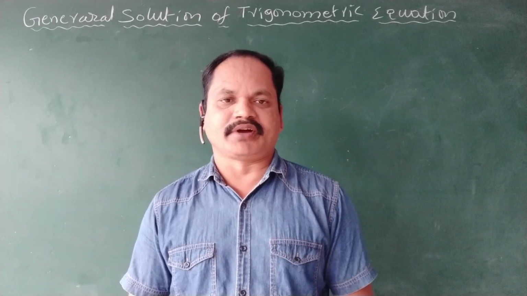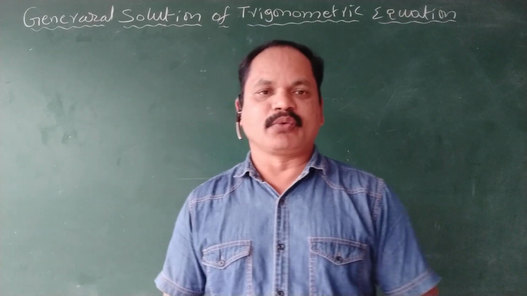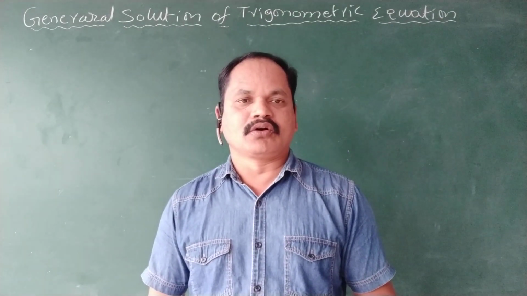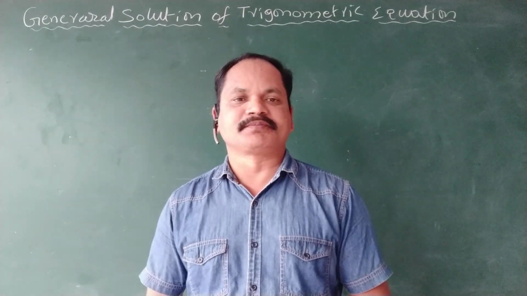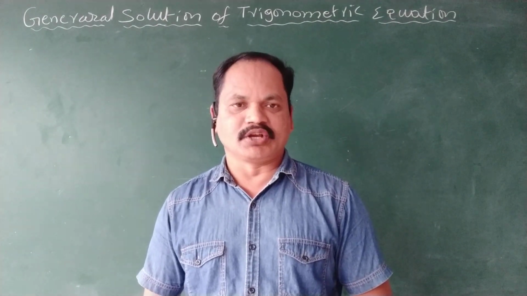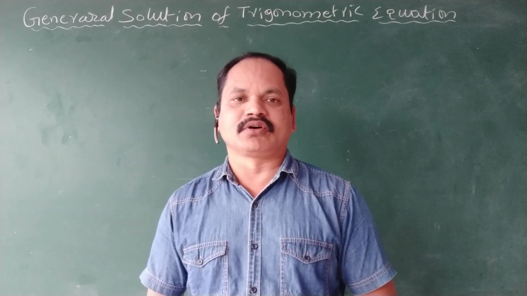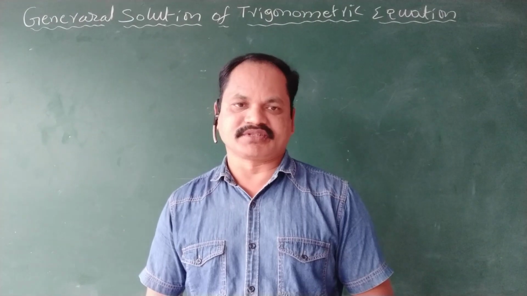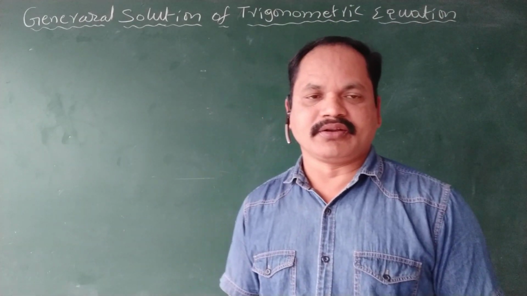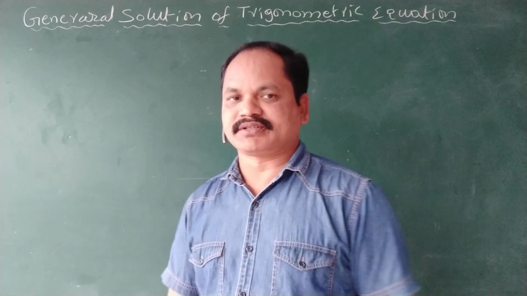Now we have to identify the general solution for a trigonometric equation. In the previous class, we already learned the principal solution, or principal value, of a trigonometric equation. Now we are going to find the general solution of trigonometric equations. We have to identify the general solutions of different trigonometric equations.